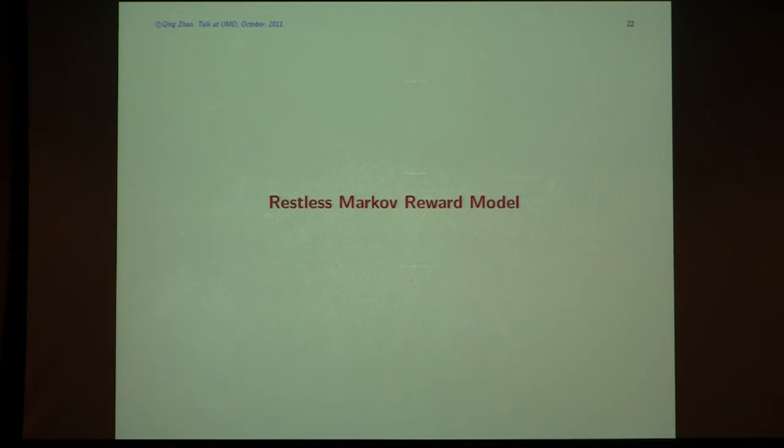And the last one we want to talk about is the restless reward model. So far we have been focusing on the i.i.d. scenario. You can actually put all these together, you can have multiple players with the restless model and the general reward distribution.